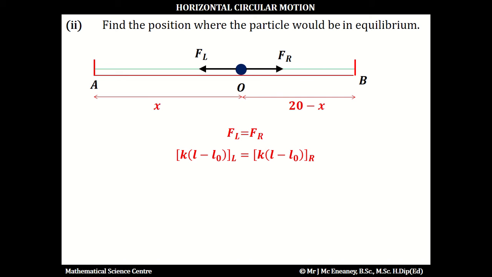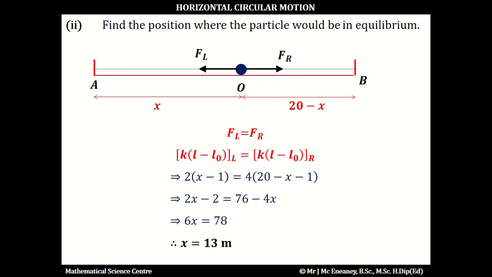to the right. The elastic constant on the left is 2. The length of the elastic on the left is x, minus its natural length, which is 1. And this is going to equal the elastic constant on the right, which is 4. The length of the elastic on the right is 20 minus x, and from that we're going to subtract its natural length, which is 1. So this means 2x minus 2 is going to equal 76 minus 4x. If we bring all the x's to the left, you get 6x. All the constants to the right, you get 78. And then dividing, this means x is going to be 13 meters from the left hand wall.